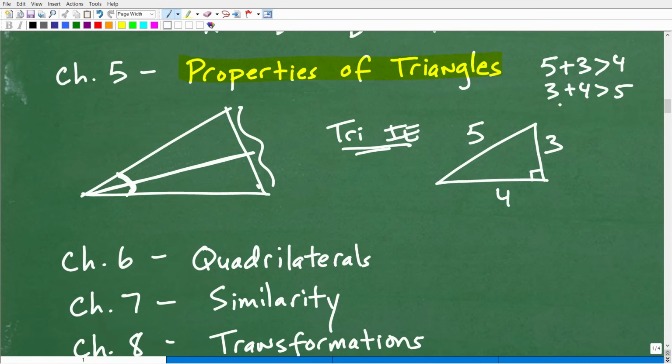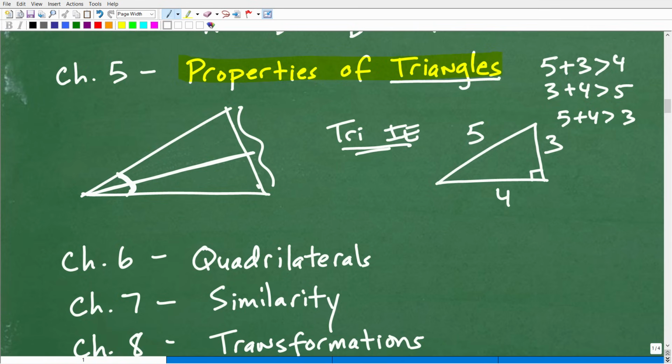Let's see, what else are we missing here? 5 plus 4 is greater than 3. So any two sides, when you add them up in a triangle, must be greater than the third remaining side, just as I showed you right here. If it isn't, then the lengths given could not form a triangle. This is going to be part of what you're learning in the properties of triangles. Again, angle bisector theorems and triangle inequality, very important stuff.